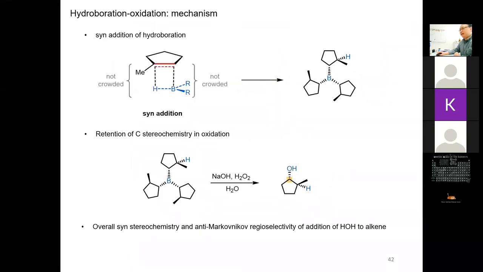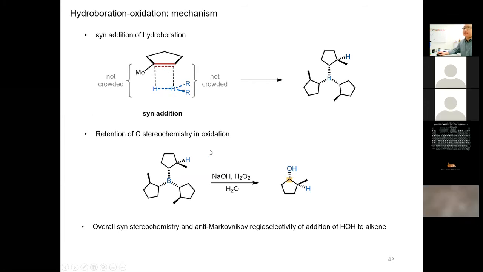All right, and I think we're running out of time, but just a little touch on this. We will go back and talk about this in detail. Because of the syn addition of the hydroboration and the retention of stereochemistry, the overall hydroboration-oxidation sequence is a syn addition with anti-Markovnikov regioselectivity, which gives the anti-Markovnikov hydration product.